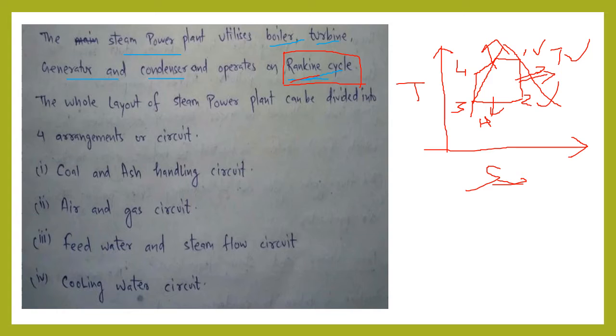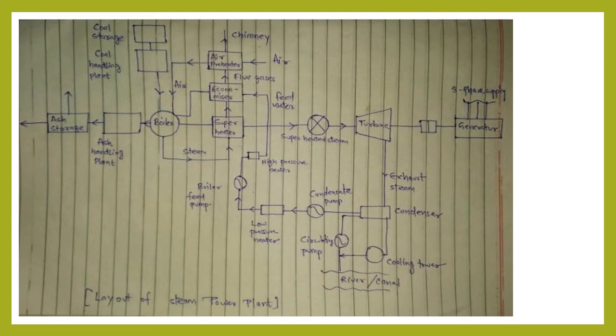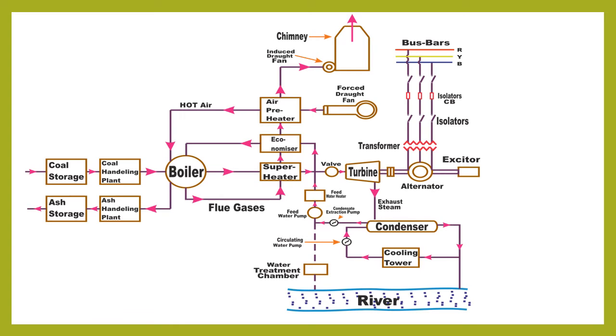The whole layout of a steam power plant can be divided into four arrangements or circuits. The first circuit is the coal and ash handling circuit, the second is the air and gas circuit, the third is the feed water and steam flow circuit, and the last is the cooling water circuit. One by one we will look at them. So this is the block diagram of a steam power plant. This is also the block diagram in a simpler way.